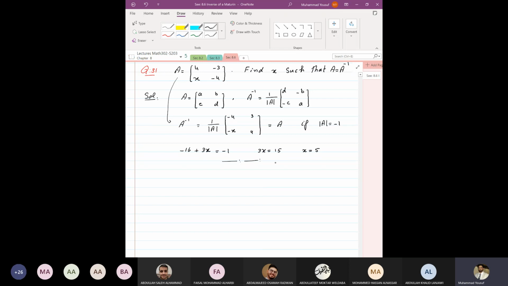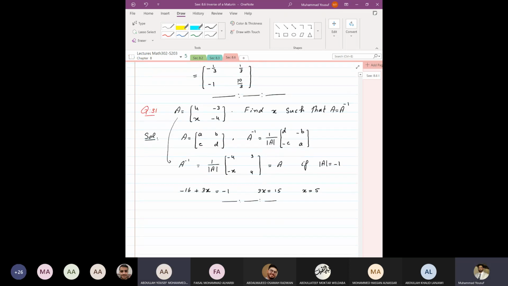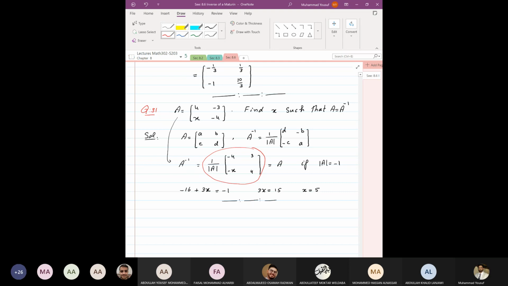Doctor, why did you choose -1 to be the determinant? Because you look at the main diagonal on this, let me put red. So look at this one. This is A inverse. This can be equal to matrix A if you multiply this by negative 1. Okay, got it. Thank you. So determinant of A should be negative 1, and we use this information that determinant of A is negative 1 to get the value of x.